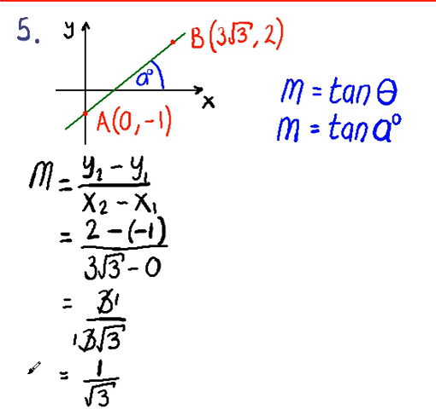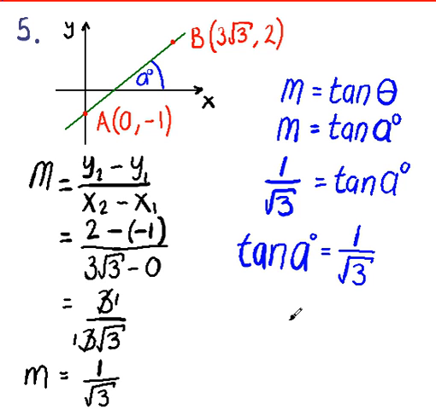So we now know the gradient of the line, m, and what we can do is substitute this in to this formula and we'll be able to work out A. That gives us 1 over root 3 equals tan A. And to make that make more sense, we'll write that as tan A equals 1 over root 3, the same thing.